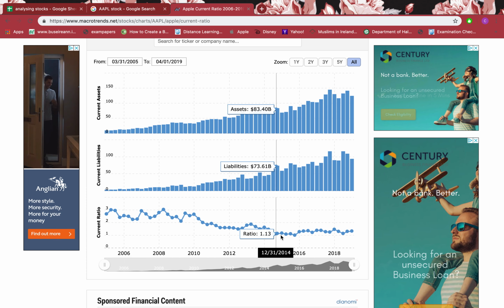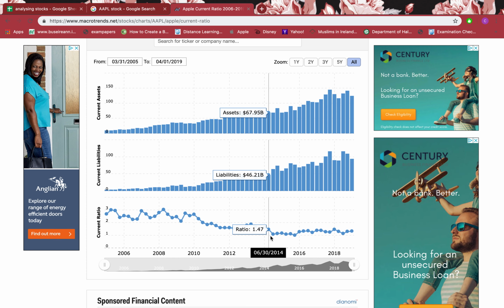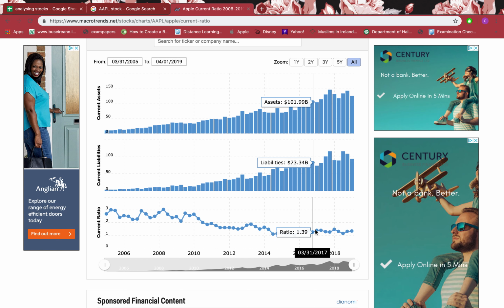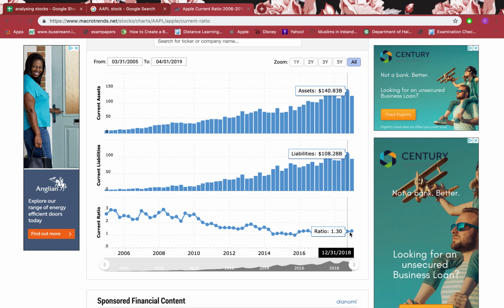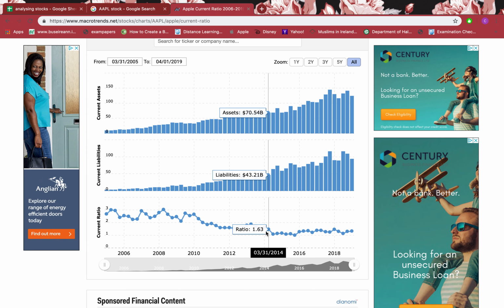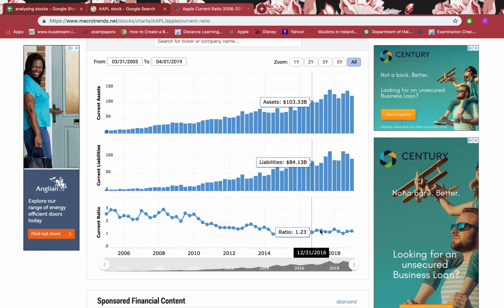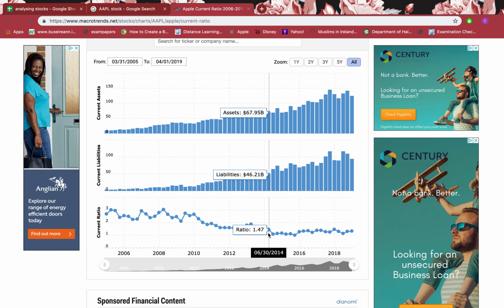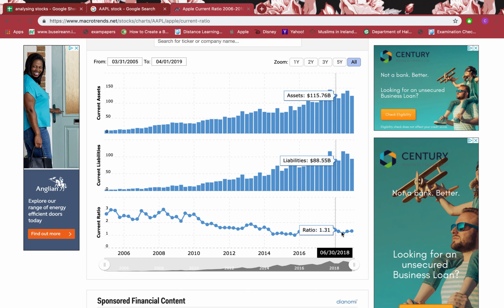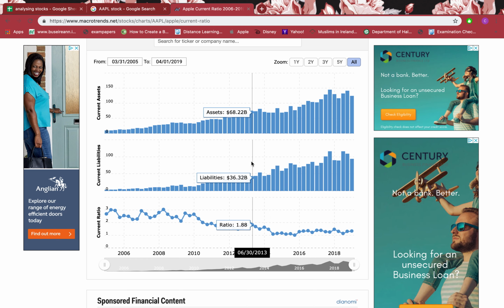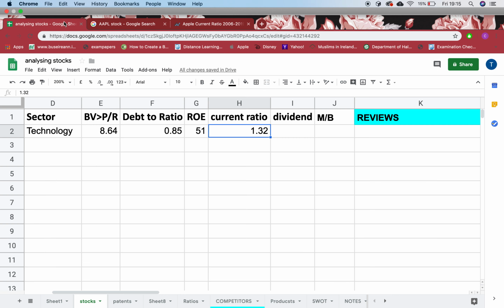Since 2014, the ratio has lowered from 1.5, and it's been lowering. Again, it goes up and down, but consistently it has been below 1.5 since 2014, which is not a good sign. It means that the liabilities are increasing and the assets are not increasing as much. So, after 2014, like 5 years now, it's been below 1.5, which is not very ideal.